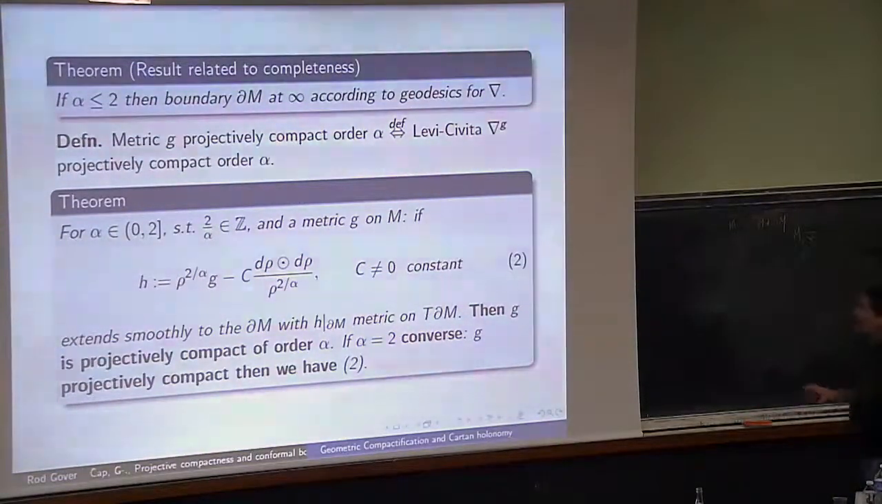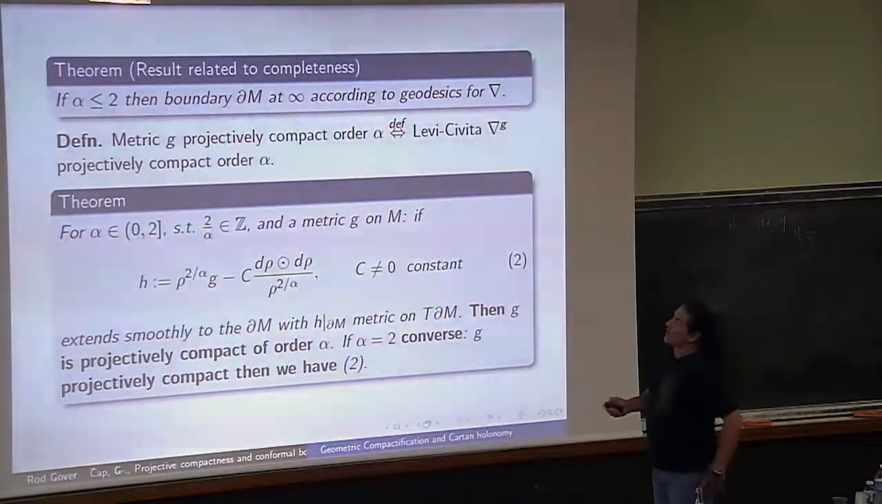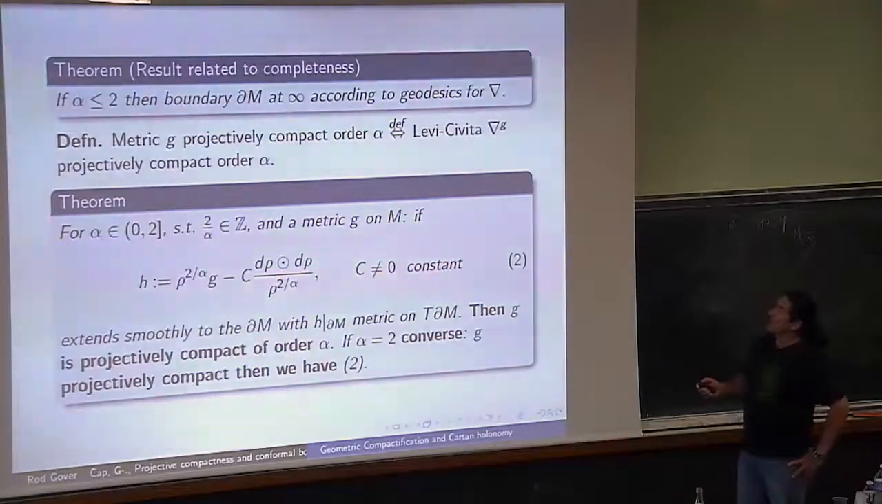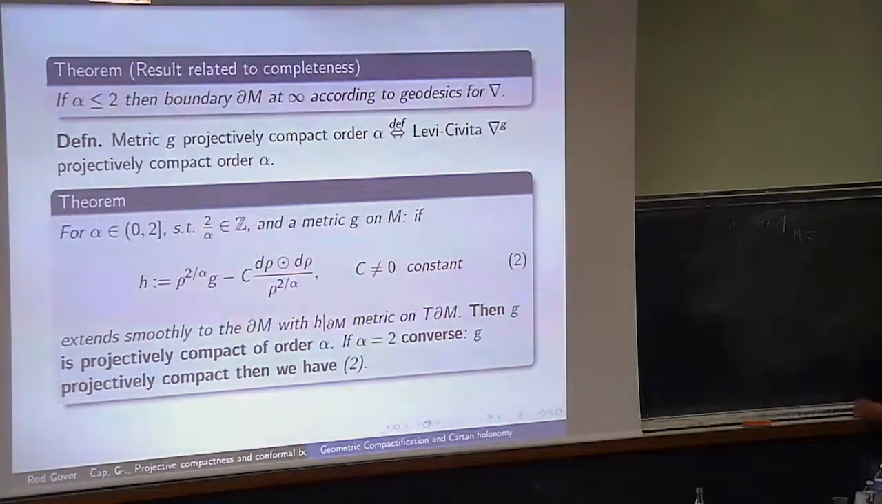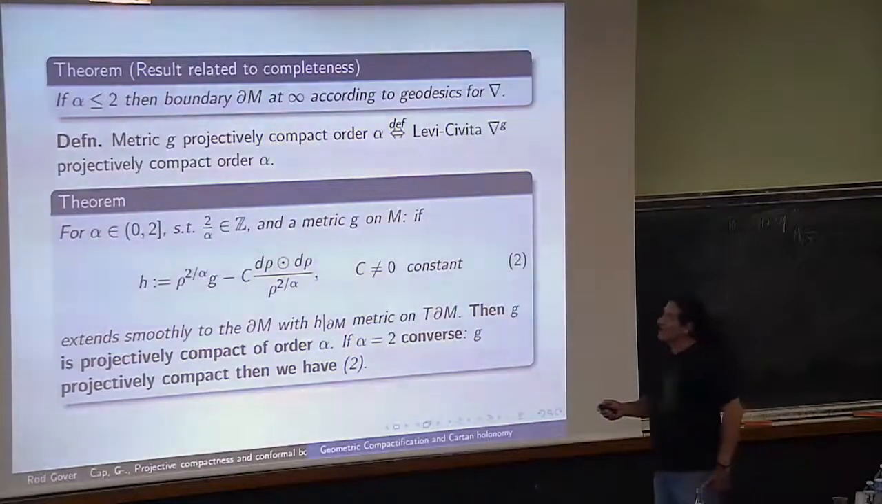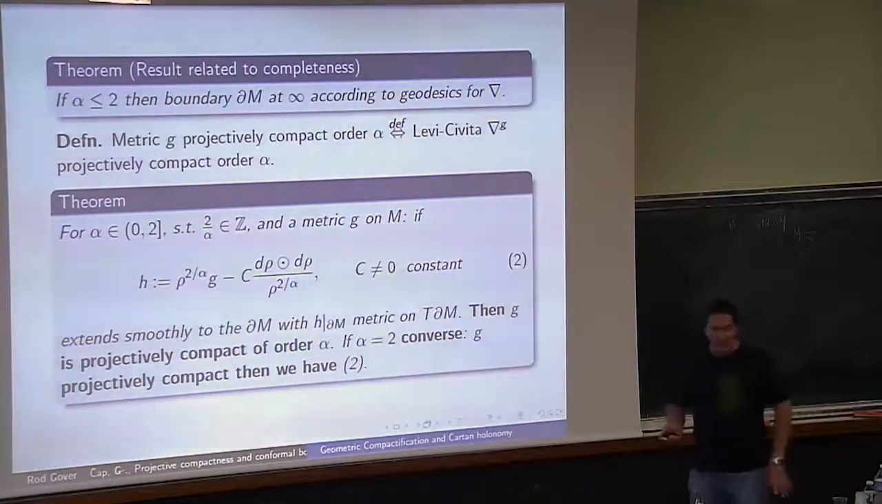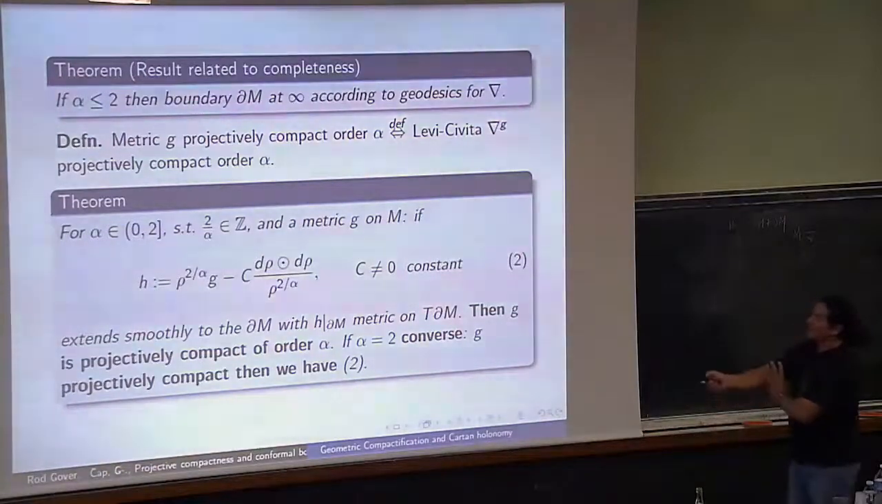Okay, well, it's most interesting to see what this has to do with metrics, not just affine connections. So the first thing is to define it. A metric, of any signature, is projectively compact if its Levi-Civita connection is projectively compact in that sense. Okay, that's just a sort of definition, not so easy to use in practice. So we want to see how this looks for an actual metric, or find a sort of normal form for projectively compact metrics. Okay, so here's the theorem on that as we have it so far.